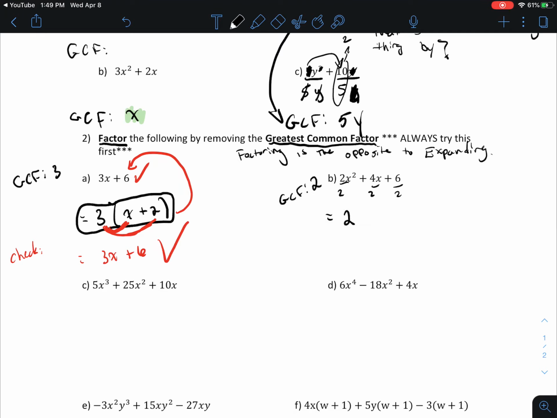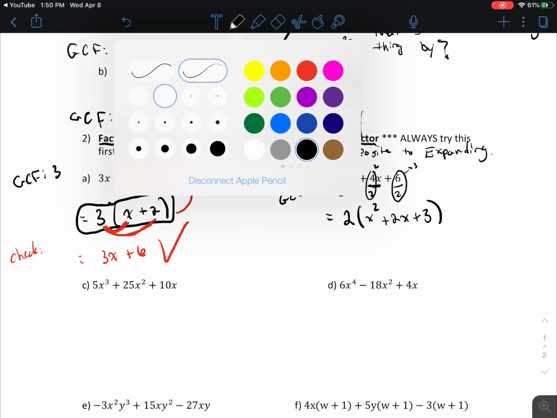So how do I factor this using greatest common factor? You write the GCF out front, and you write what's left after you divide everything. 2 cancels with the 2. 4 divided by 2 is going to be 2. 6 divided by 2 is 3, right? So you're going to be left with x squared plus 2x plus 3.